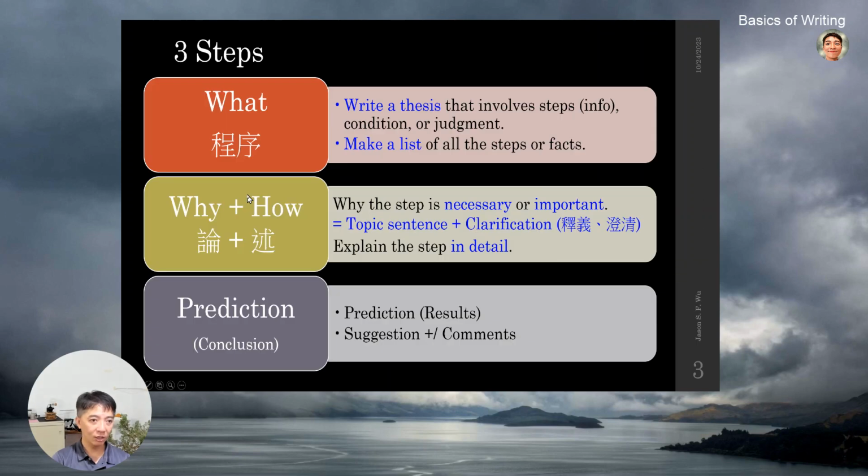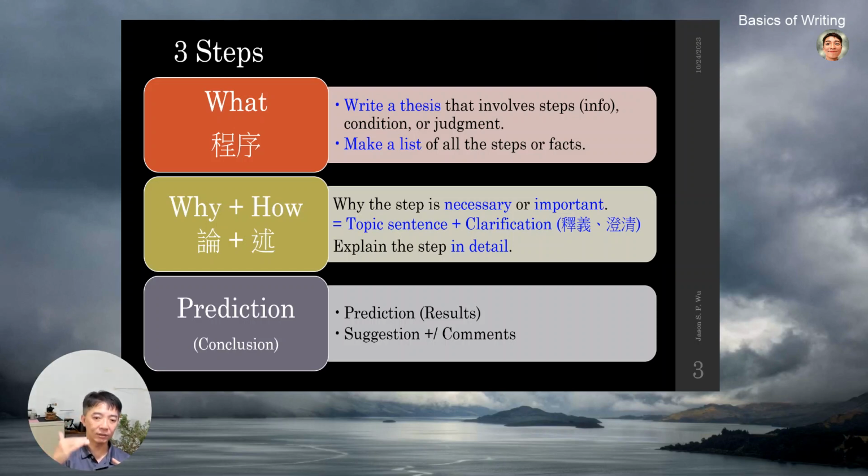So you can arrange your ideas. Okay, first, if you want to begin to write a process essay, first you think of your thesis statement. All right, what is your main thesis? And then make a list of all the necessary steps or facts that your audience should know. And then explain this step by step.